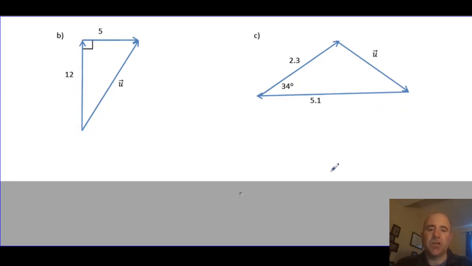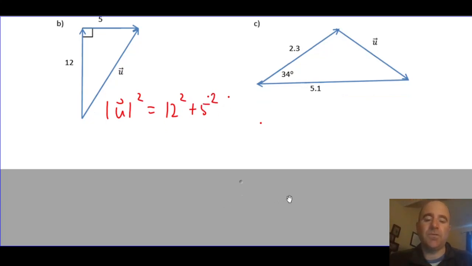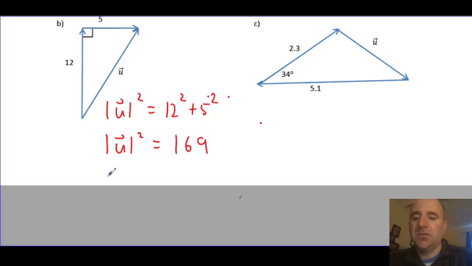Since it's a right-angled triangle, we can use the Pythagorean theorem. So it must be that the magnitude of u squared is equal to 12 squared plus 5 squared. 12 squared is 144, 5 squared is 25. So we get the magnitude of u squared is 169. And it turns out to be a Pythagorean triple. So the magnitude of u must be the square root of 169, which is 13.